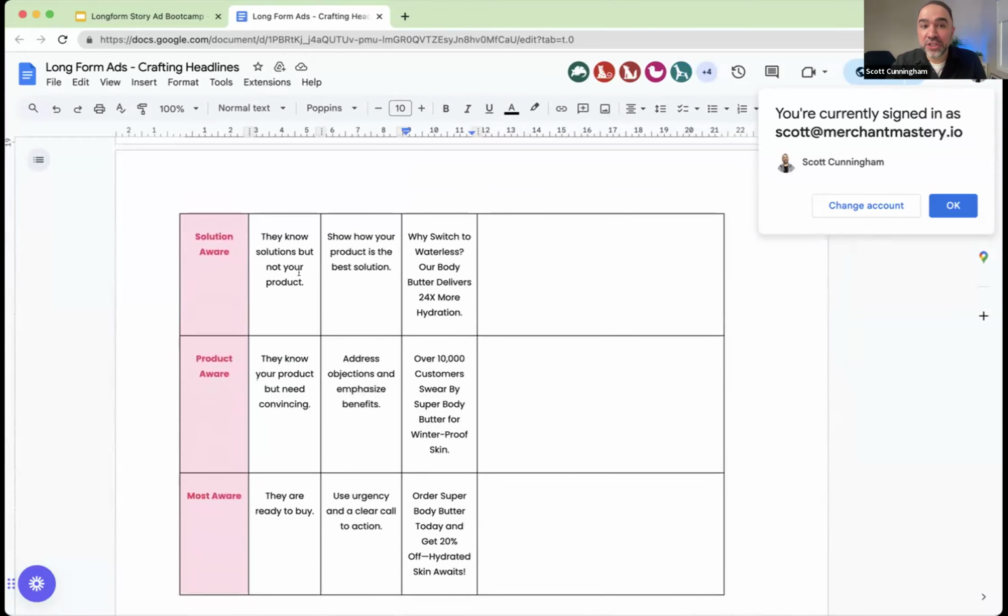Okay, and then solution aware. Now they know solutions, but they don't know your product. So now you need to show how your product is a better solution, which we usually do with numbers. Okay, we use like proof claims. So now we're saying, why switch to waterless? Our body butter delivers 24 times more hydration. So we know that they know the product category really well, and we can just call it out and say we're going to switch from water-based body butters to waterless for 24 times more hydration.